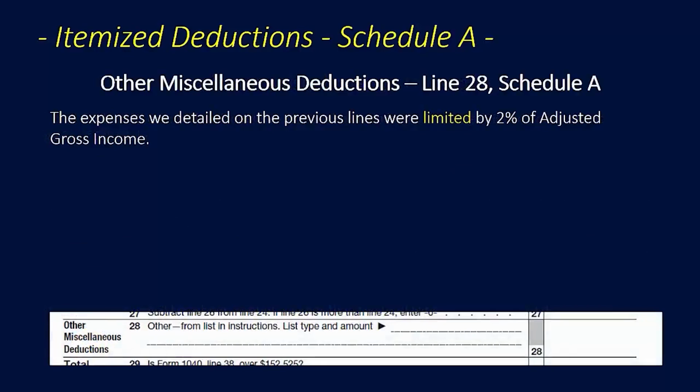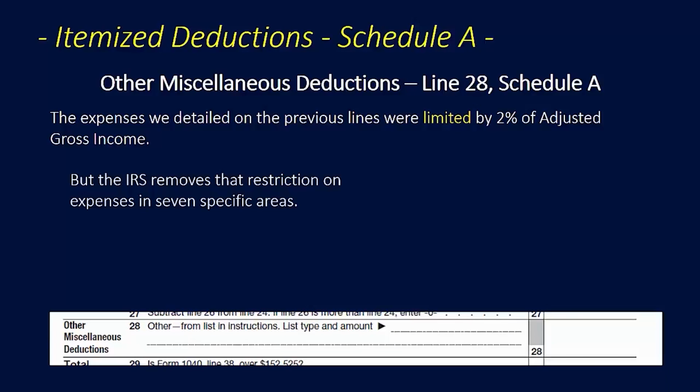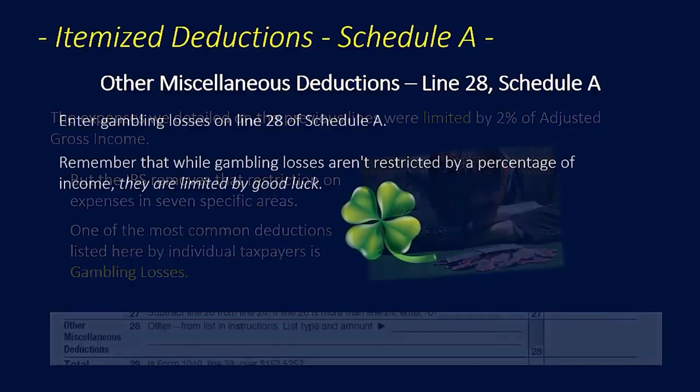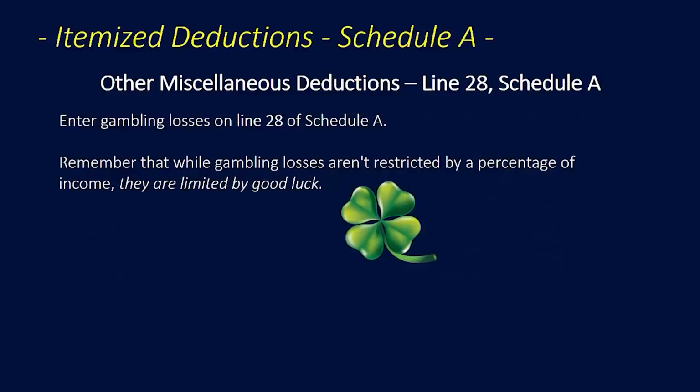The expenses we detailed on the previous lines were limited by 2% of adjusted gross income, but the IRS removes that restriction on expenses in 7 specific areas. One of the most common deductions listed here by individual taxpayers is gambling losses. We enter gambling losses on line 28 of the Schedule A.